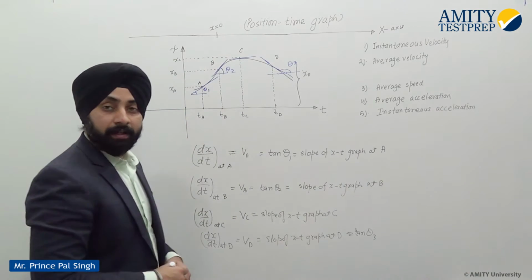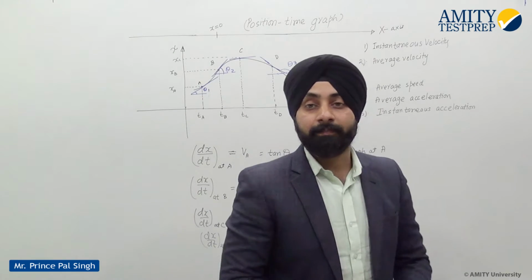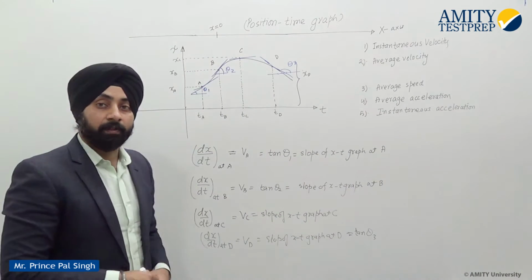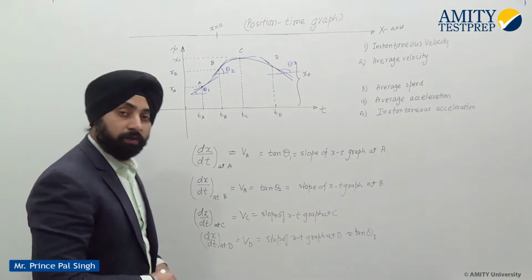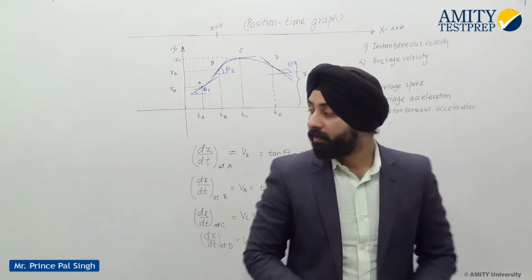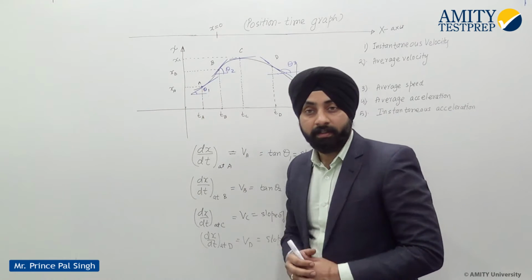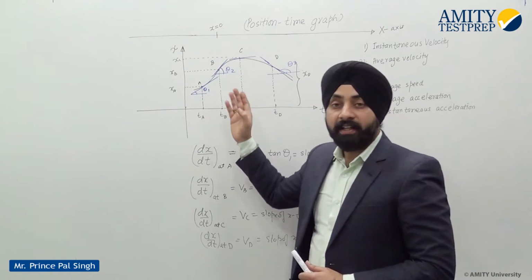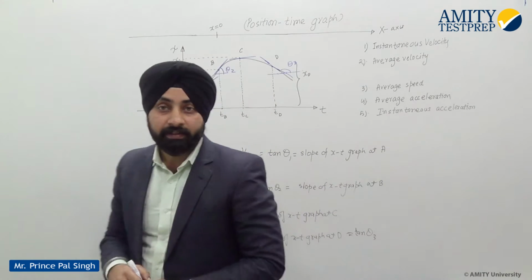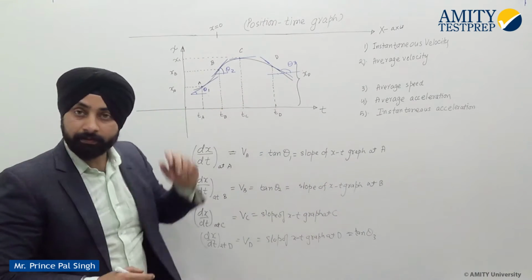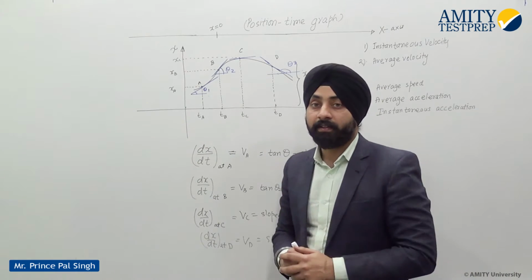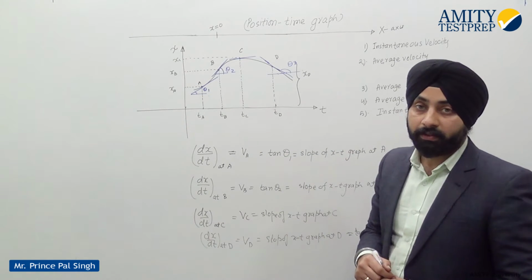The very important thing is that the slope of the position-time graph gives the instantaneous velocity. Now what is the slope of the position-time graph? If we draw a tangent at any point, then the angle that the tangent makes with the time axis, the tan of that angle, gives the slope of the tangent.